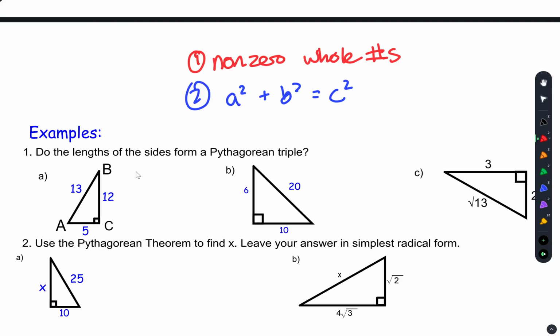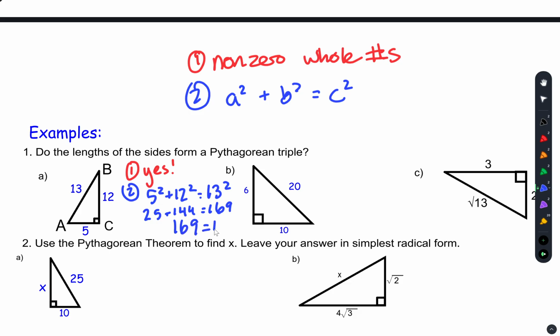In letter A, the numbers 5, 12, and 13 are all whole numbers and they're all non-zero, so that first requirement is met. And then we're going to go ahead and put those three numbers into our Pythagorean theorem, 13 being our hypotenuse. So 5 squared plus 12 squared equals 13 squared. And we're going to end up with 25 plus 144 equals 169, aka 169 equals 169. Because we have a true statement here, we can say yes, definitively, this is a Pythagorean triple.